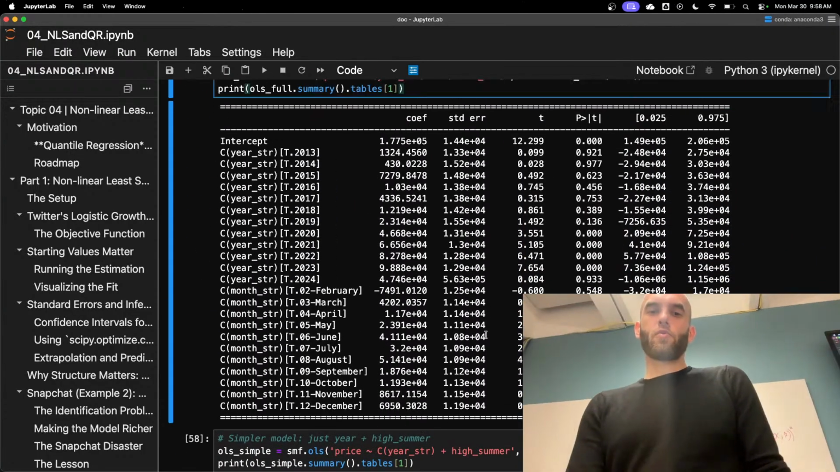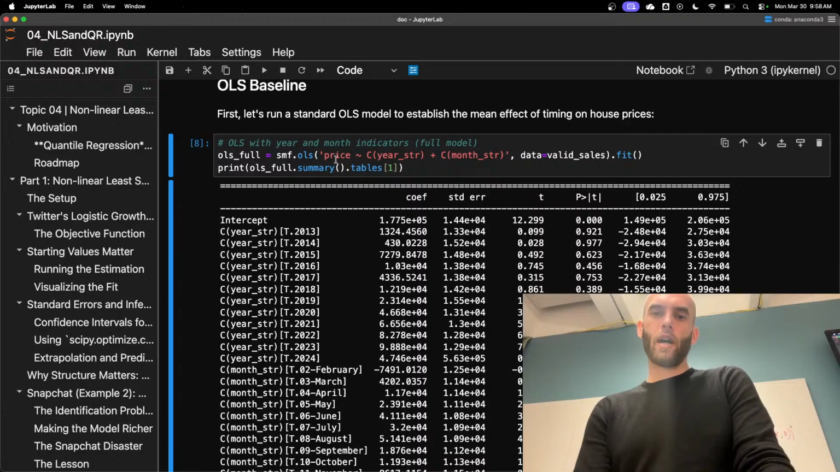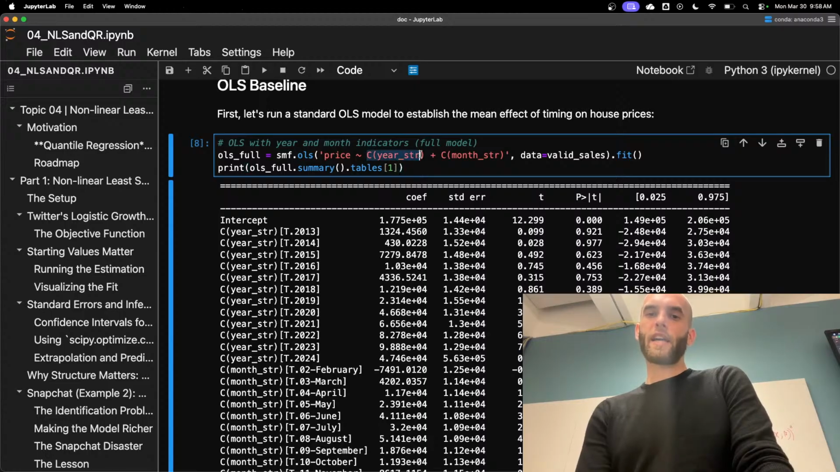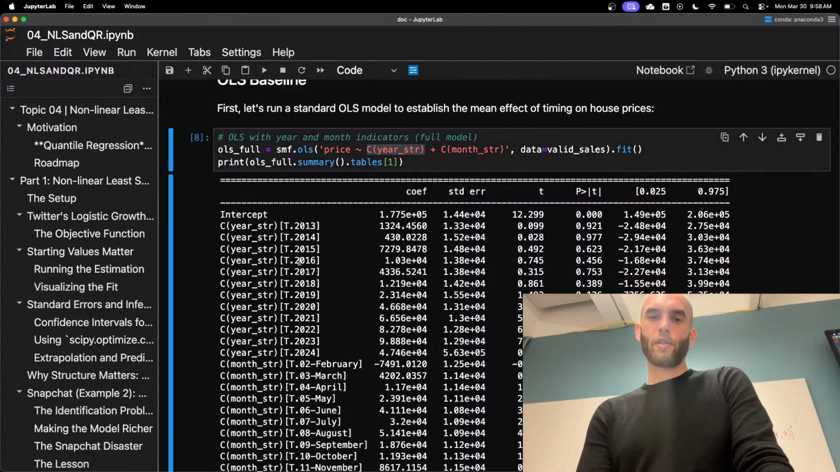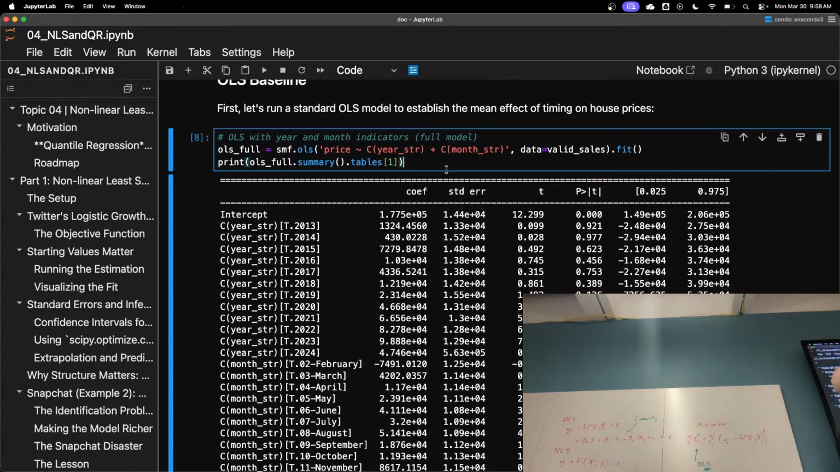Okay, so the first thing we're going to do is just run an OLS baseline. We're going to predict price using these categorical variables. I have categorical indicators for year, so I have a bunch of years in the data set. And then I have indicators for month. So this just tells us the average sales price relative to the intercept for these different values. So we're essentially comparing a property in January of 2012 to everything else.